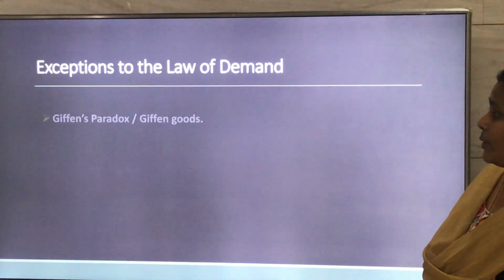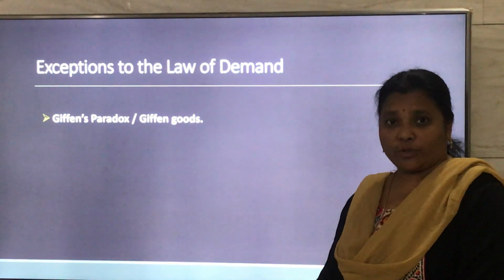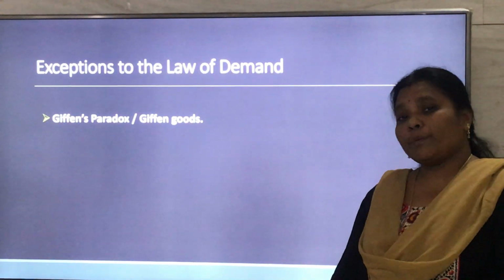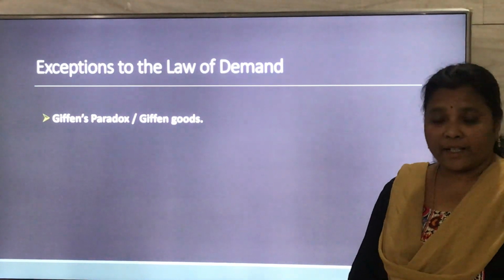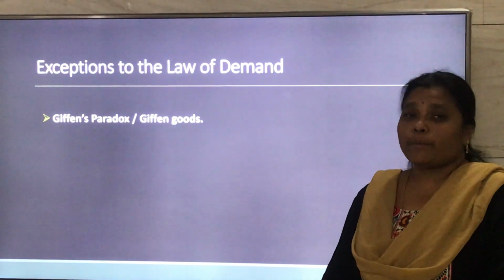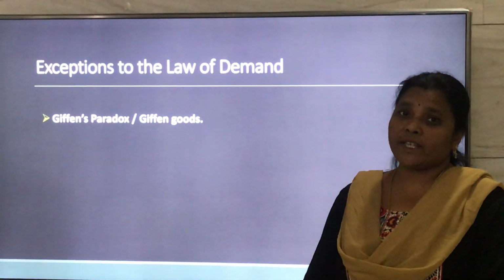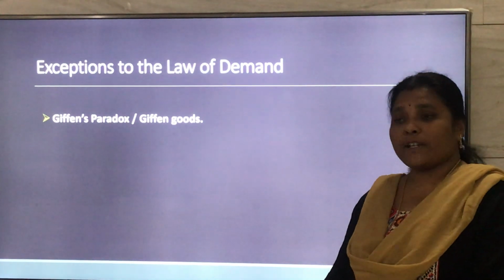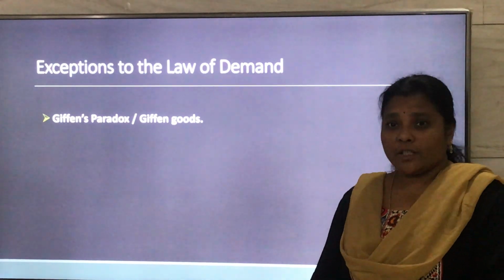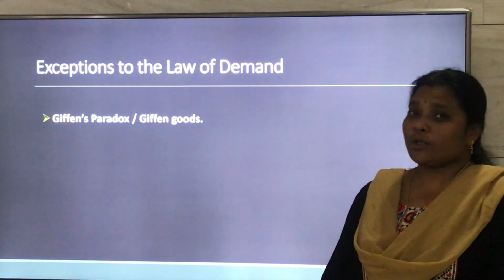We'll see now. So the first case is Giffen's paradox, which can also be called Giffen's goods. Sir Robert Giffen observed that most of the people in England, especially the poor people, used to consume more bread, even though the price of bread increases and the price of meat remains constant, because bread was their staple food. For poor people, bread was a staple food, or what we can say, an inferior food. So more is demanded at a higher price. That's the reason the demand curve slopes upwards.